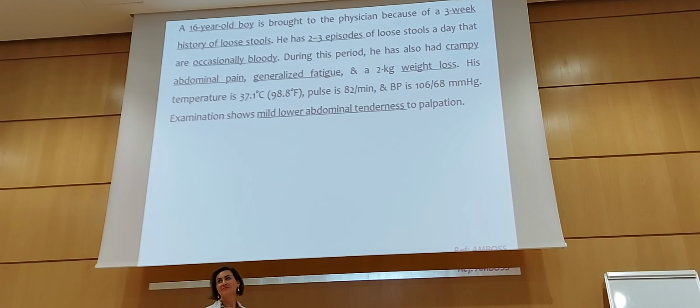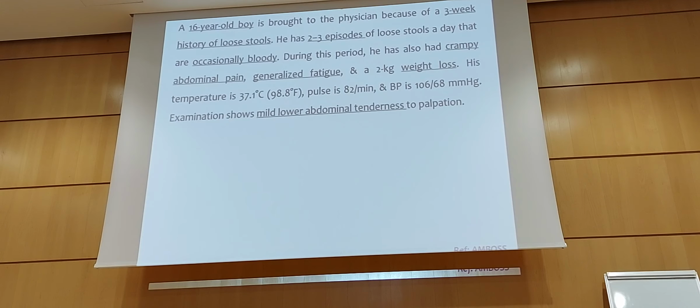So you have a 16-year-old boy. He comes to a physician because of a 3-week history of loose stools. So, a 3-week history. Is it acute or chronic? Three weeks, less than 4, is acute.